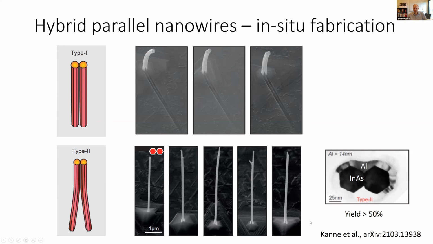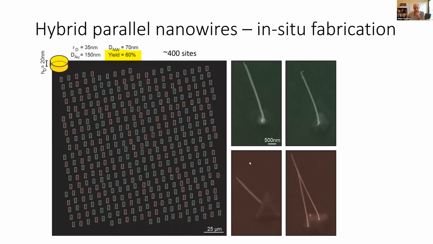One could think that these are just accidental findings on a big substrate, but the yield is actually pretty good. And just as a proof of that, I show here a snapshot of a part of a wafer with around 400 sites for double wires.